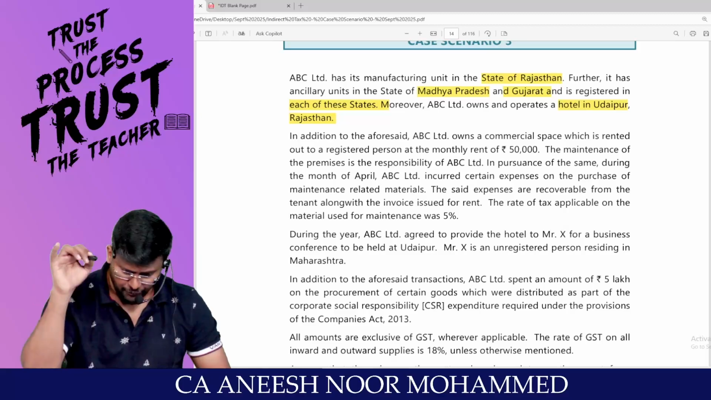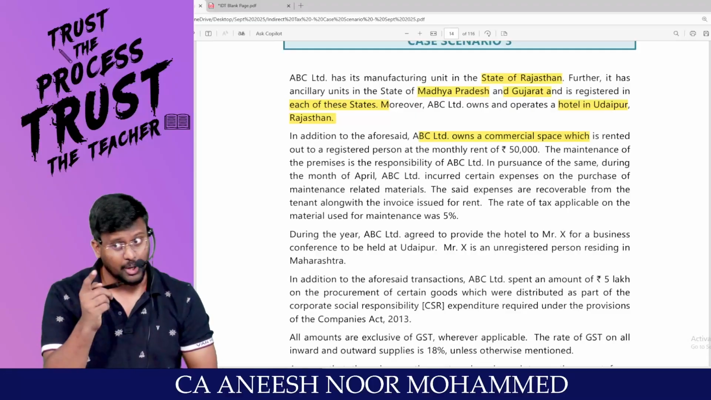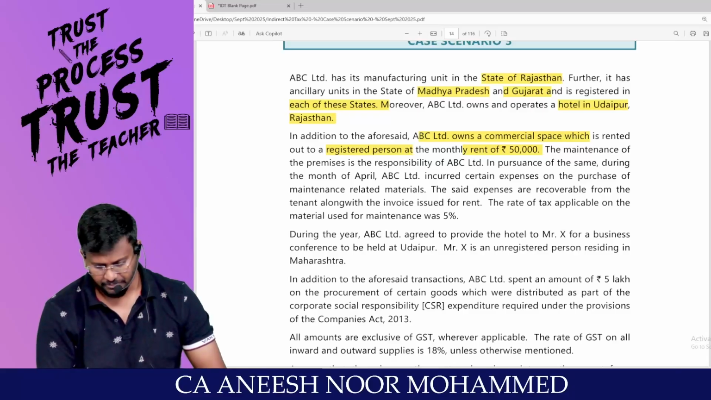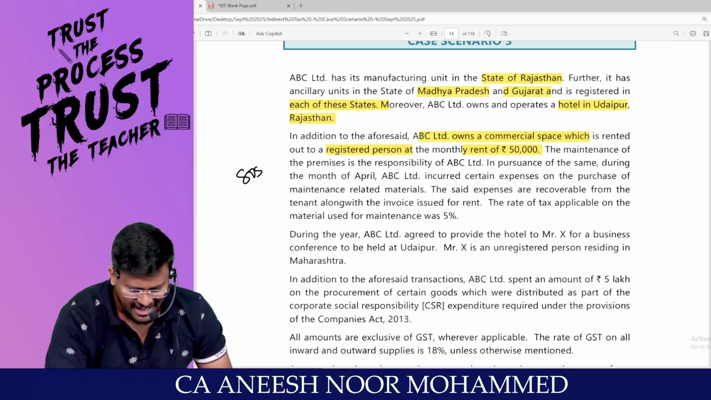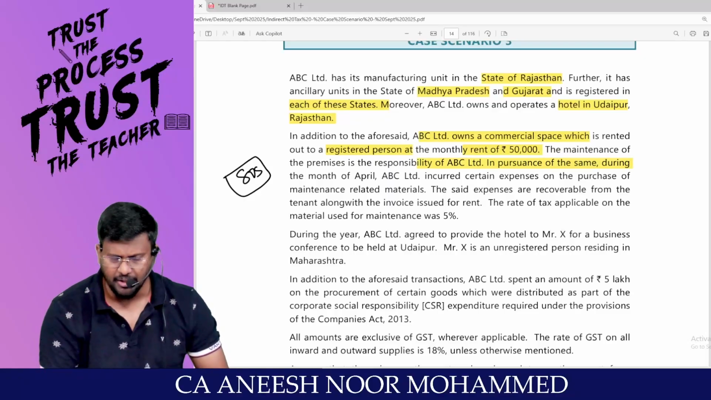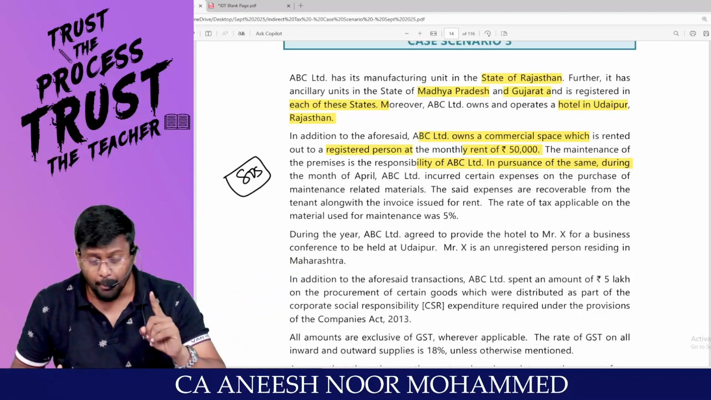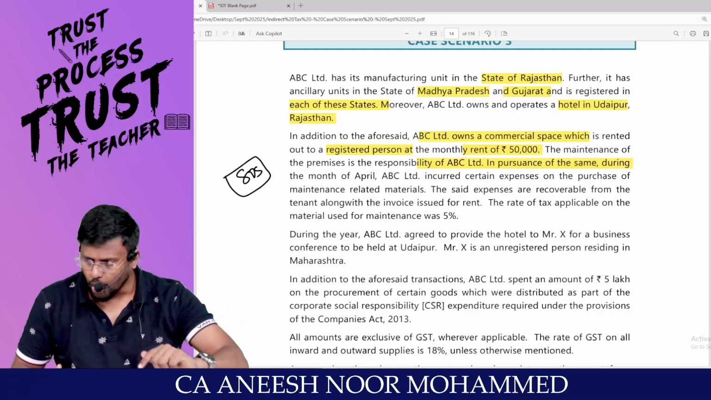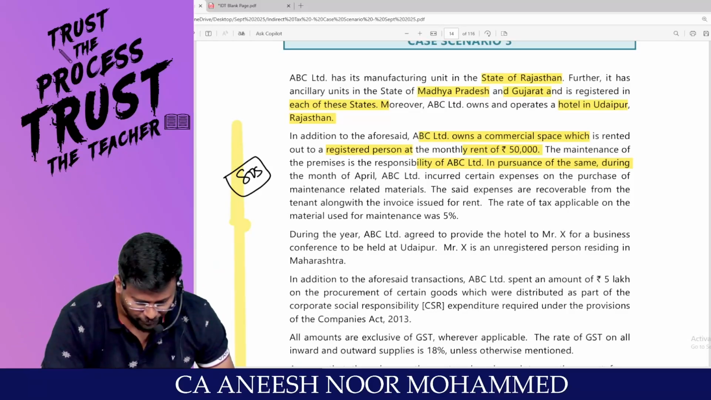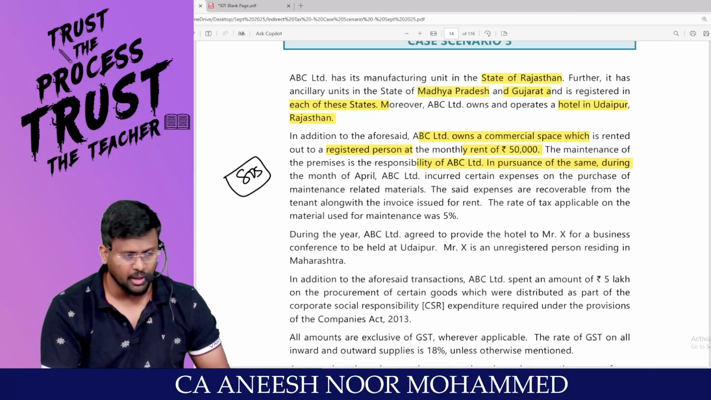In addition to the aforesaid, ABC Limited owns a commercial space. So in addition to that, they have a commercial space also. The question is relating to commercial space, right? Which is rented out to a registered person at a monthly rent of 50,000. So this is a supply of services as per Schedule 2, as we all know. The maintenance of the premises is the responsibility of ABC Limited. So it is my responsibility to maintain that premises. So I am not only providing the renting of immovable property, but also providing maintenance services. That means I am doing a composite supply. As per section 8 of the CGST Act, with regard to composite supply, the tax rate of the principal supply will be applicable to the composite supply.